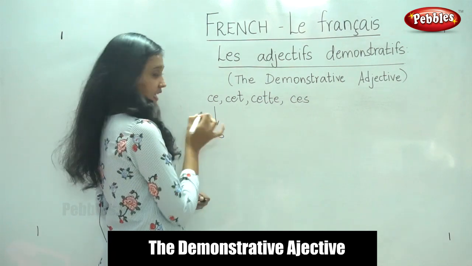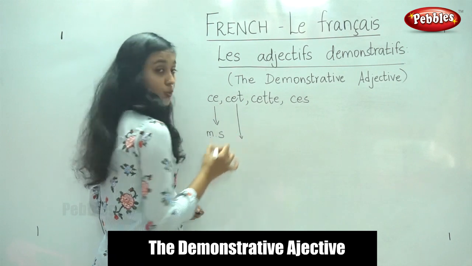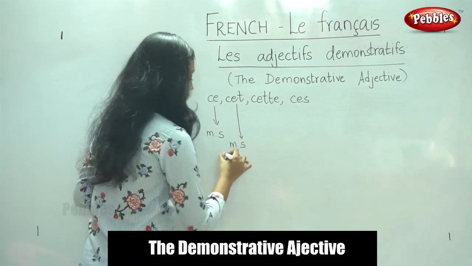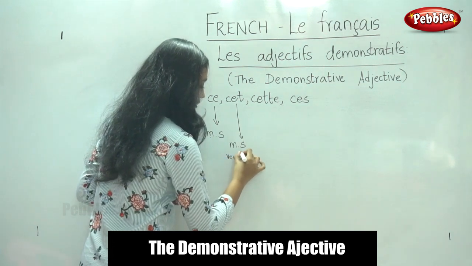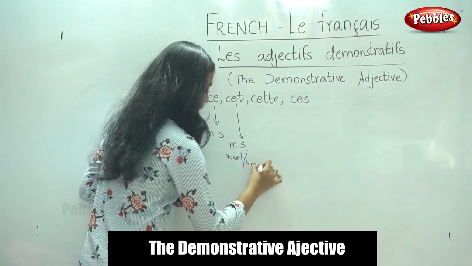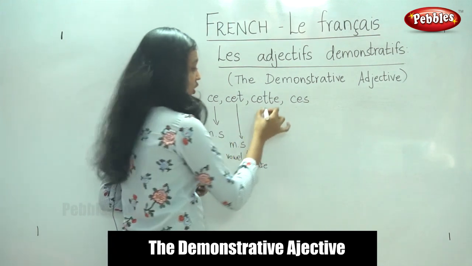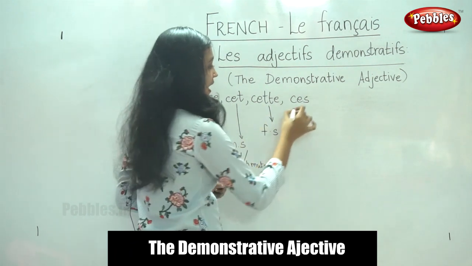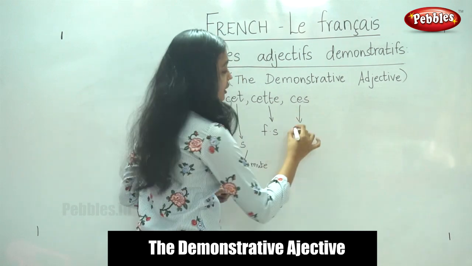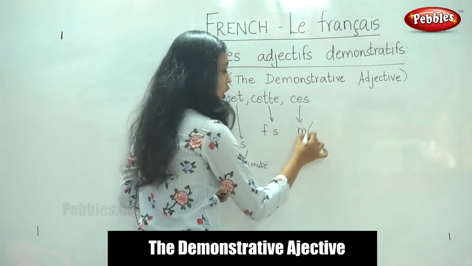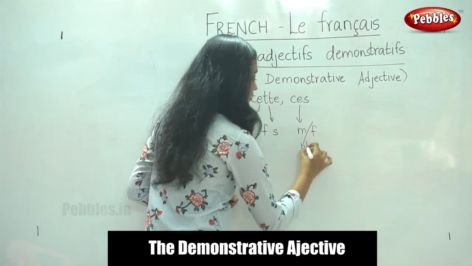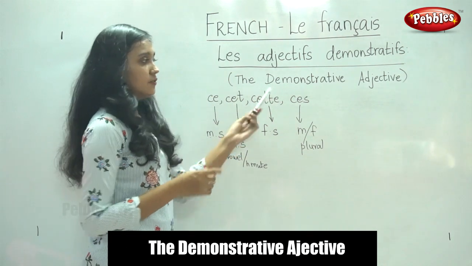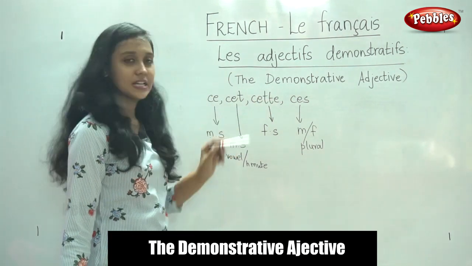And cet, we used it before a noun that is masculine singular beginning with a vowel or H mute. And cette, we used it before a noun that is feminine singular, and ces, we used it before nouns that were either masculine or feminine plural. So, these are the four words we would use in the demonstrative adjective. I hope you understood this concept.